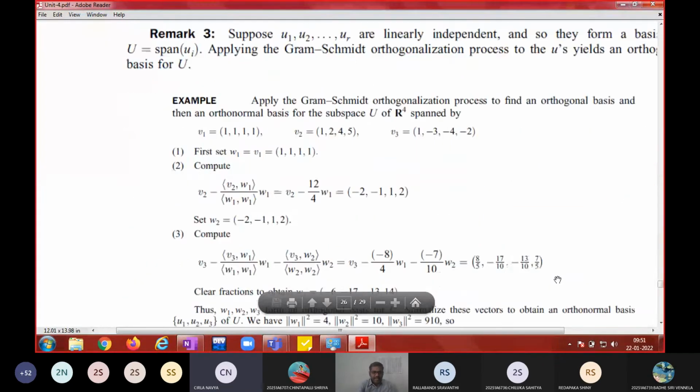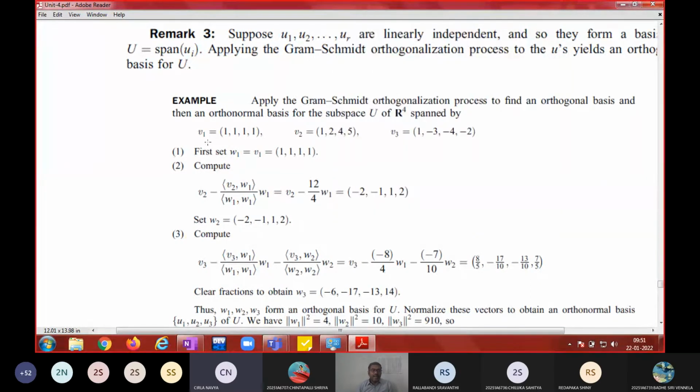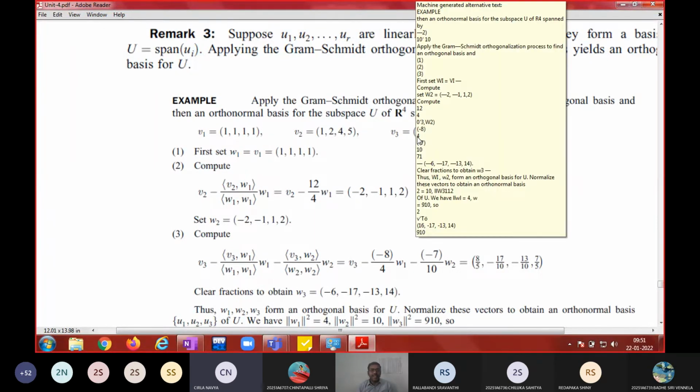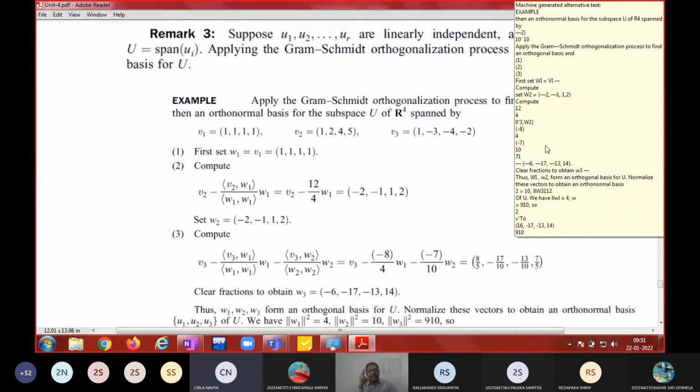Okay, so look at this example. It is given that this is the basis for a subspace of R power 4. Obviously, the dimension of the subspace is going to be 3, because when these three are linearly independent, any three linearly independent vectors generate a space of dimension 3. Two linearly independent vectors generate a space of dimension 2. Three linearly independent vectors generate a space of dimension 3.